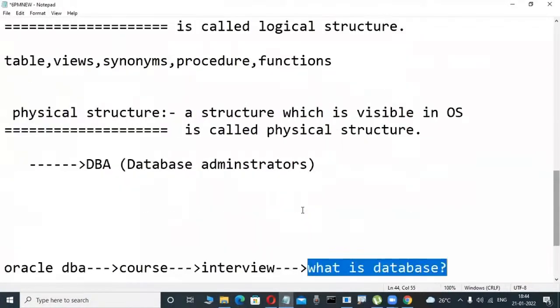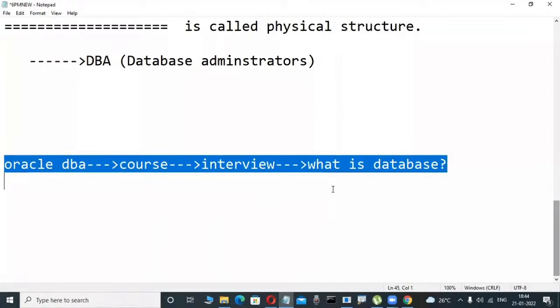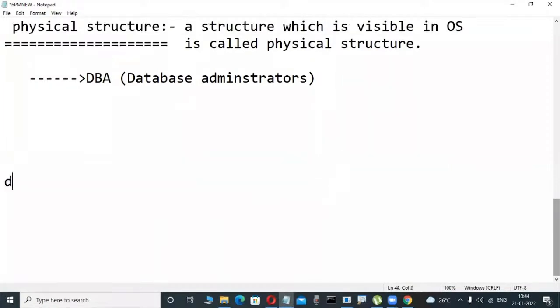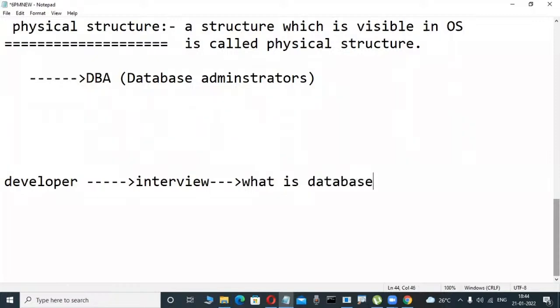Suppose I'm a developer, not an administrator. I'm a Java developer, SQL developer, PL/SQL developer, or a Python developer. These developers are attending an interview. What is a database? They may not ask it, but generally, the developers answer in a logical, structural way.